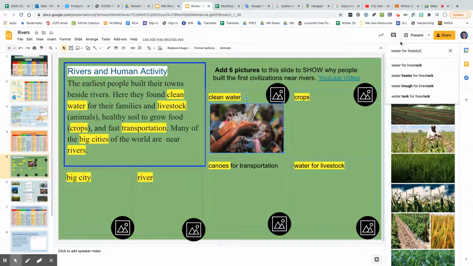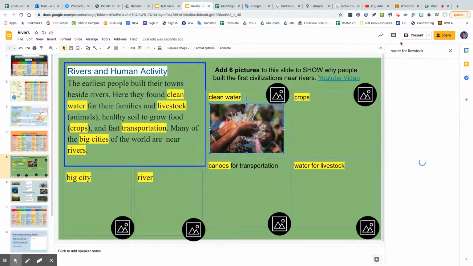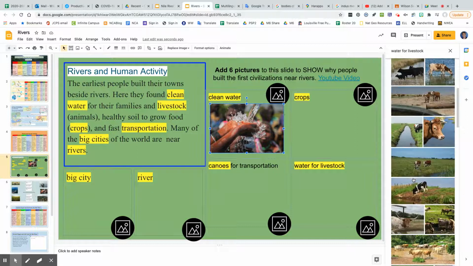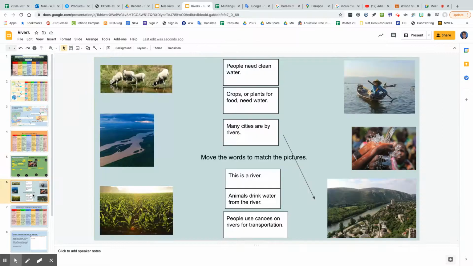Livestock are animals that people raise on a farm. So here you can look through water for livestock. On the next page, you just have to move these sentences to match the pictures.